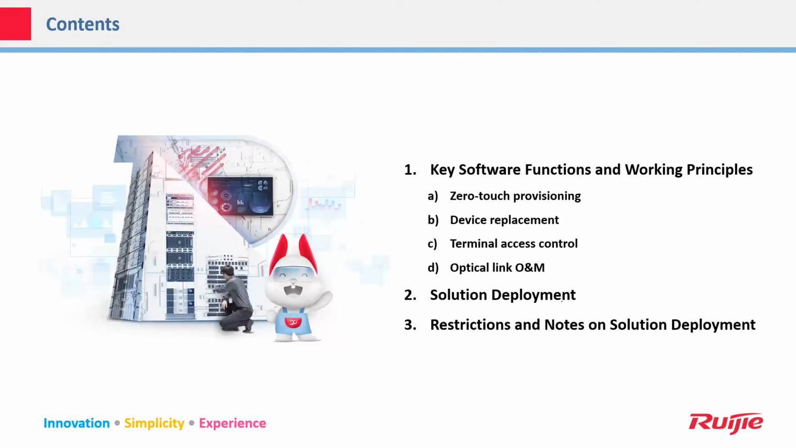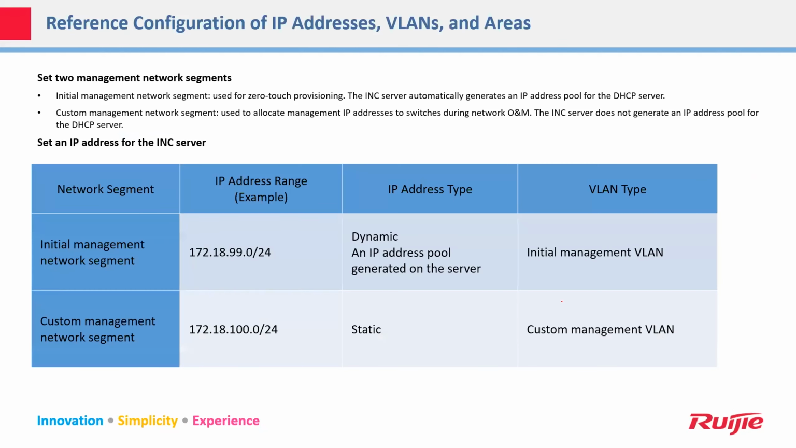Okay, and next, let's see. To deploy the solution, here is the reference configuration of IP addresses, VLANs, and areas. It's just a reference. You should design your subnets based on your network. Set two management network segments. First is the initial management network segment. It's used to assign the management IP address for the devices to manage the device.